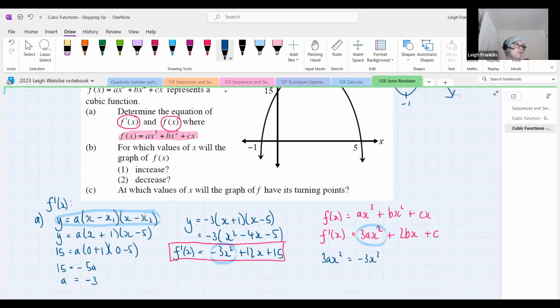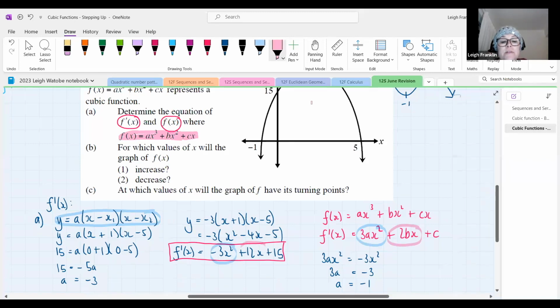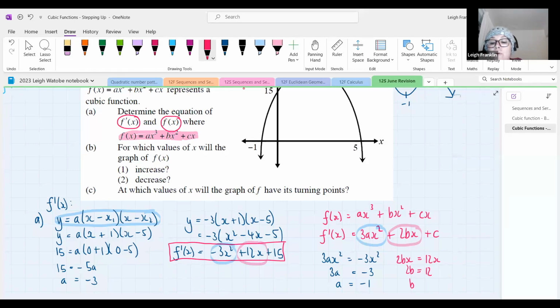Okay, remember we used inspection a while ago to help us solve the equation of a cubic function. So here we're using inspection again. So this means that 3a is equal to negative 3. So a has to be equal to negative 1. The second term of our first derivative is the same as the second term of the given parabola. So in other words, 2bx is the same as 12x. So that means that 2b is equal to 12. So b would be equal to 6.